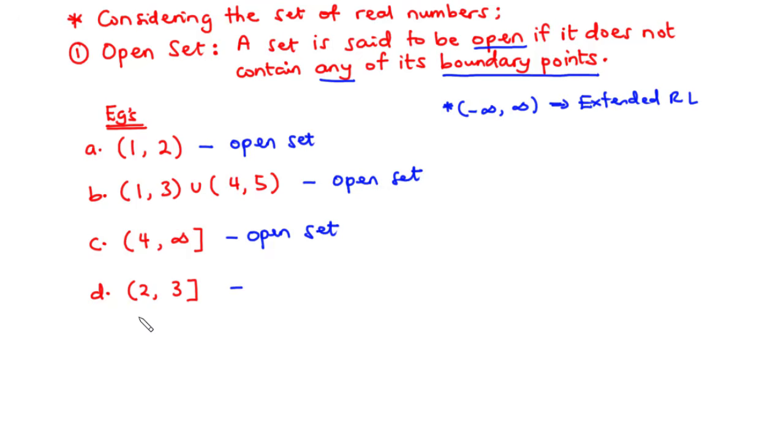Now to the last one, which is D. You realize that we have an open interval 2, 3, and a closed interval. Now looking at this interval, you realize that 3, which is a boundary point, is part of the set. Now since 3 is part of the set, then it means that this interval is not an open set.